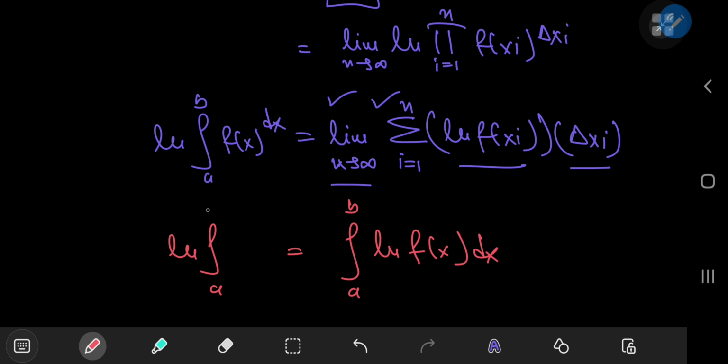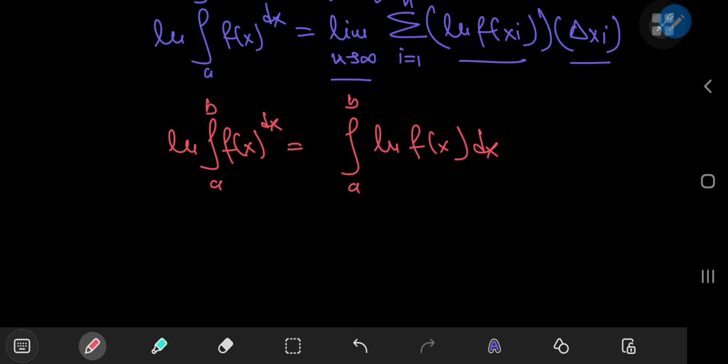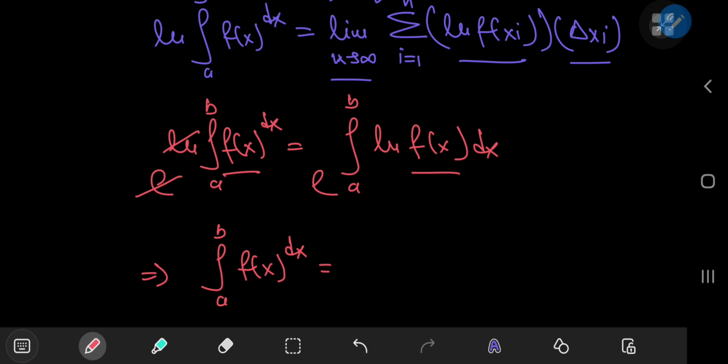So you have a very nice relationship between the log of the product integral and the usual integral of the logarithm of this same function. Okay, nice. And if I exponentiate both sides, I can get rid of the logarithm on the left because it's the inverse of the exponential function, right? So this implies that the product integral from a to b of some function f of x equals e to the integral from a to b of the natural logarithm of that function with respect to x.